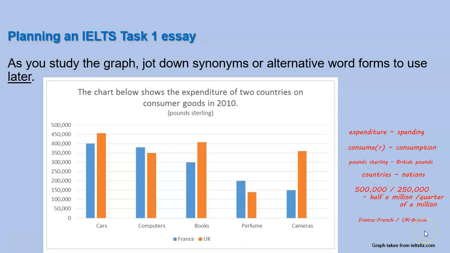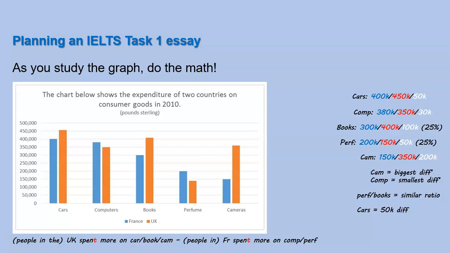So it's very important to bear in mind that this is a brainstorming activity, and every alternative, every variation that you come up with is not necessarily going to appear in your essay. You can pick and choose the best options. You don't have to use all the synonyms or all the alternative word forms, and in fact it's better if you don't.